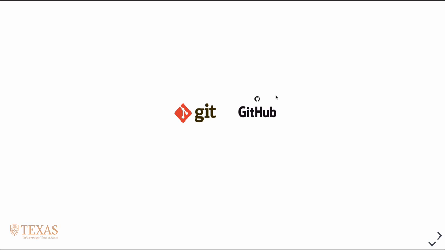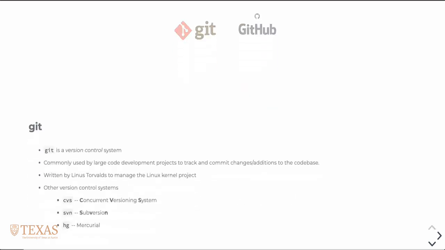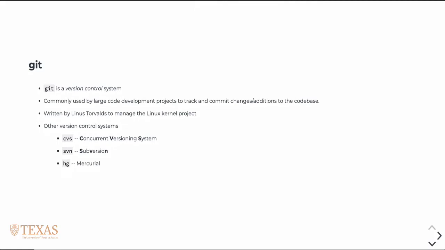All right, this lecture is going to be on Git and GitHub. So Git is a version control system often used by large code development projects to track and commit changes or additions to the code base. We use the word commit often. Commit just refers to a snapshot in time of the code base.